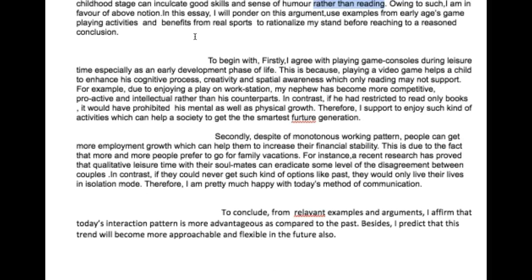To begin with, okay, firstly, I agree with playing games consoles during leisure time, especially as an early development phase of life. Good. This is because playing a video game helps a child to enhance his cognitive processes, creativity and spatial awareness, which only reading may not support. Good. For example, due to enjoying a game on workstation. Okay. Totally rewrite that example to make it sound academic.